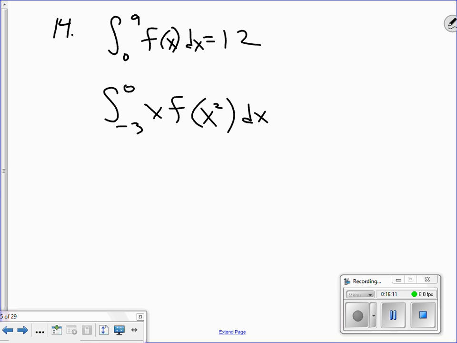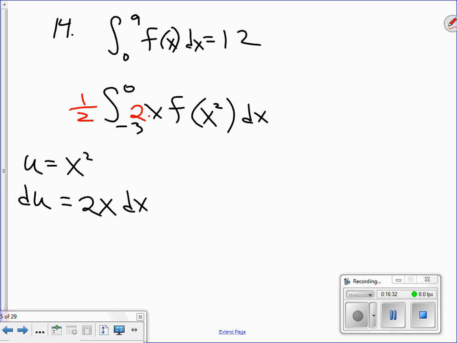U substitution. Tell me what u is going to equal in this case. X squared. So what does du equal? 2x dx. So what do I need inside? A 2. I'll put it here. So on the outside, 1/2. Let's rewrite this, and let's also convert over the limits of integration, like everything's going to u's and d's in terms of u. So we've got a 1/2 on the outside. We'll save the limits of integration to the end.